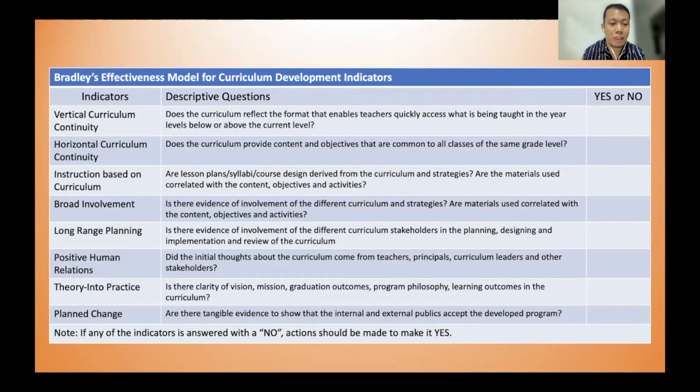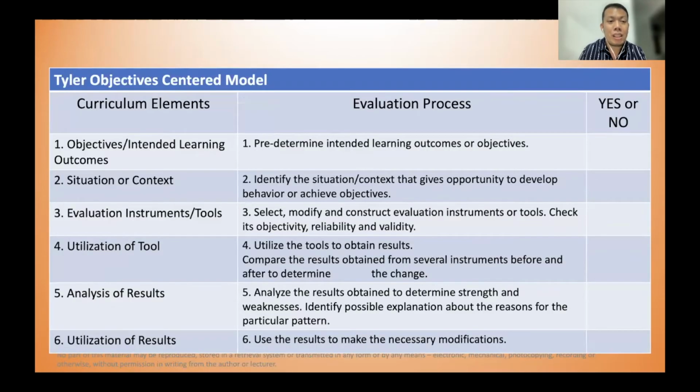So for example, this one, theory into practice. Is there clarity of vision, mission, graduation outcomes, program philosophy, learning outcomes in the curriculum? So this can be done in a certain curriculum, let's say the K-12 curriculum. So we also have Tyler objectives centered model. So this one, there are 6 curriculum elements, then evaluation process, and then the answer also is yes or a no, with the same context, like if your answer is no, then you have to do something to make it yes.